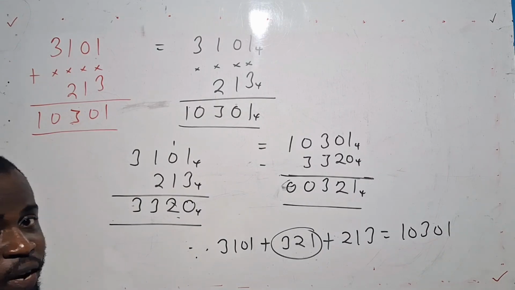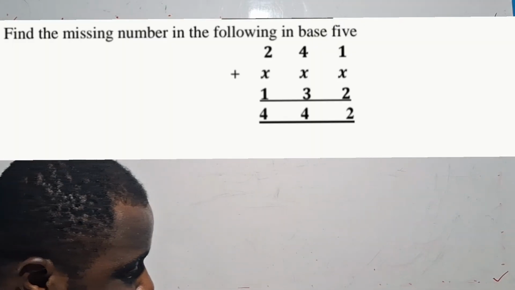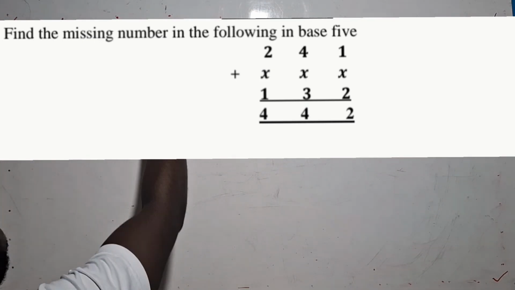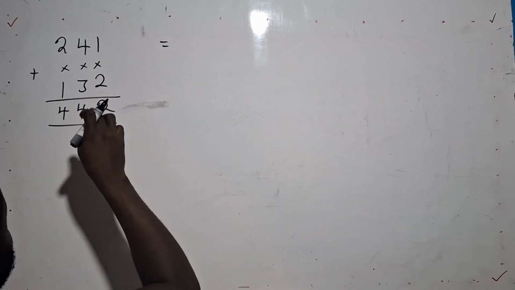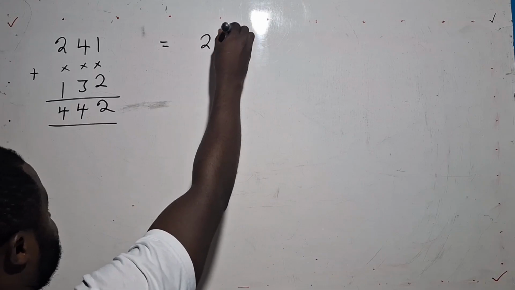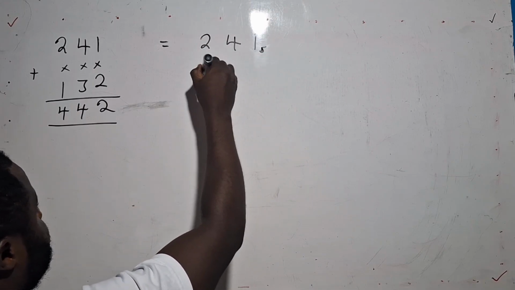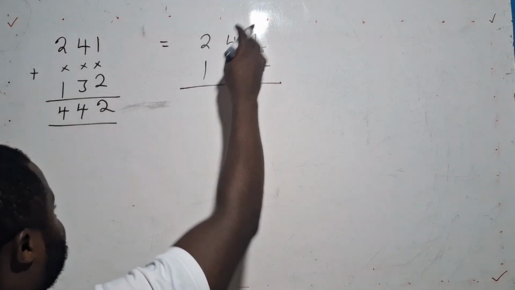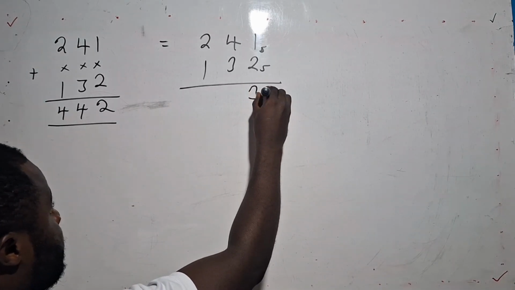So let's take a very final question. So we have to find the missing number in the following in base 5. This is in base 5. So let's add, then we subtract it from the answer since this is addition. So I'm going to add 241 base 5 plus 132 base 5. So 1 plus 2 is 3. Is accepted in base 5.